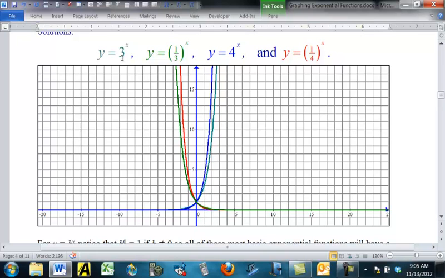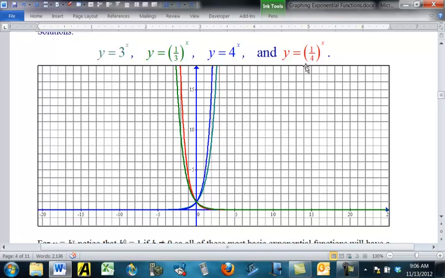Okay, so if you have 1 here, you get 1, 3. That's going to be right here. Then you've got 2, 9, and 3 would go up to 27, which is off the screen. And then you go here to -1, 1/3, -2, 1/9, -3, 1/27, and so forth. So it's here. 4 to the x is very similar. 0, 1, 1, 4, right there. 2, 16, right up here. And then it goes on up from there. -1, 1/4, -2, 1/16, and so forth.